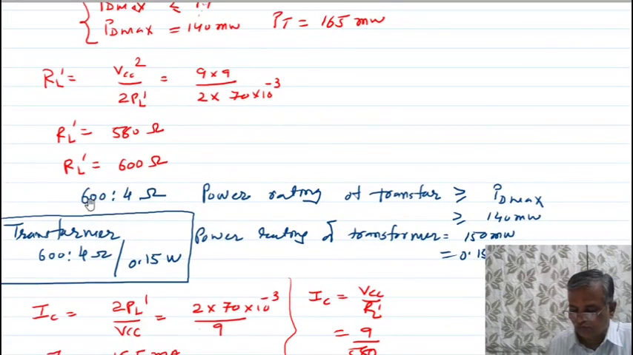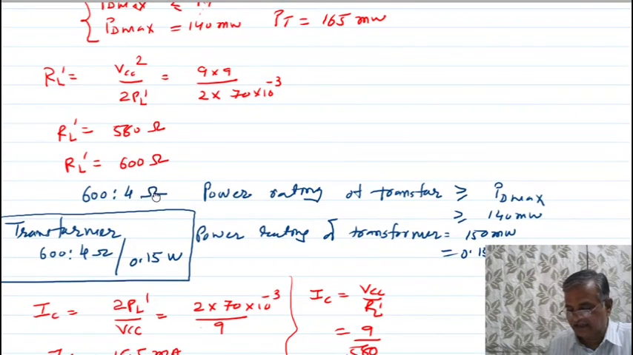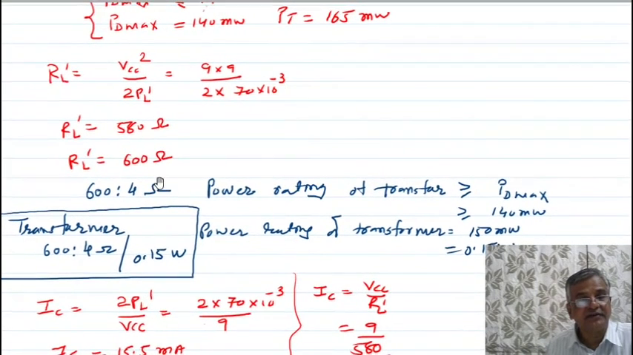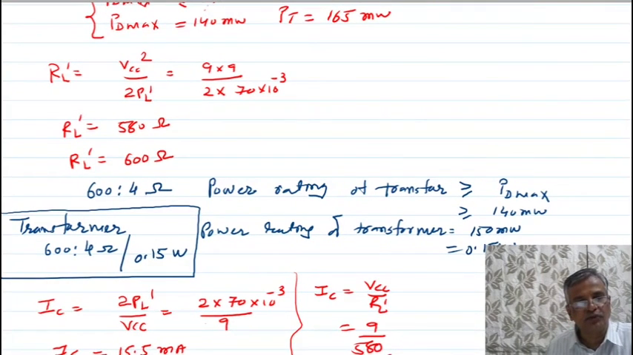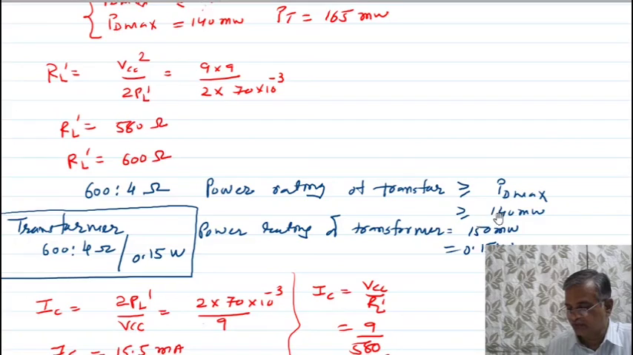So I have to select a transformer whose primary impedance is 600 ohm and secondary impedance is 4 ohm. And what should be the power rating? Its power rating is 0.15 watt. 0.15 means the power rating of the transformer should be more than PD max. PD max is 140, so it should be more than this.